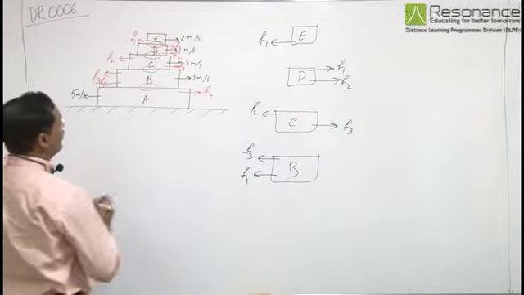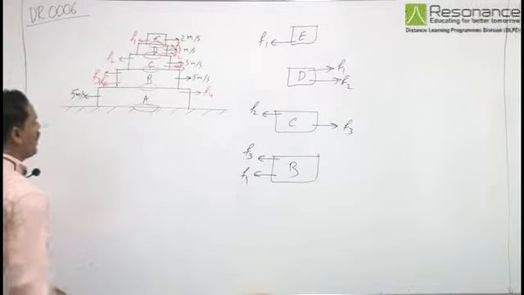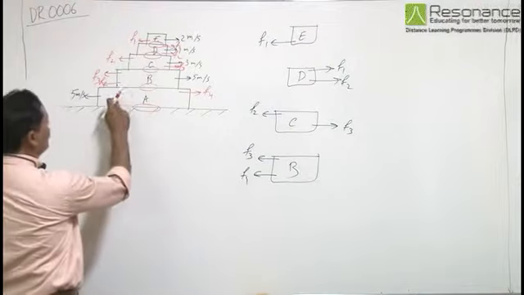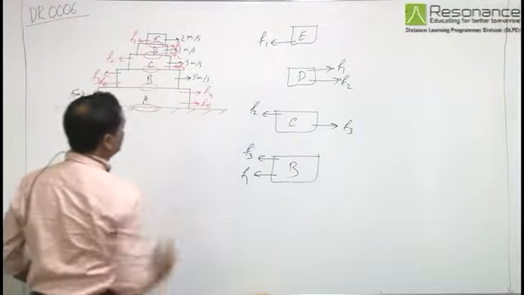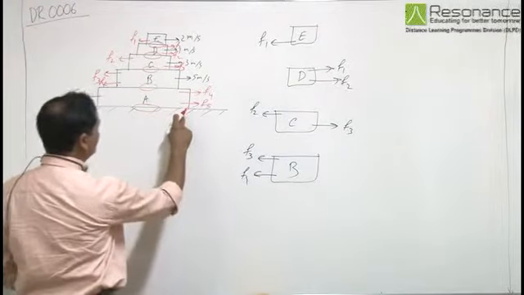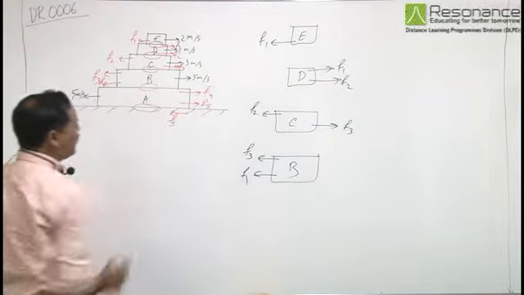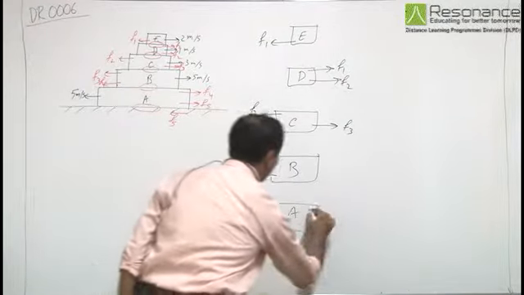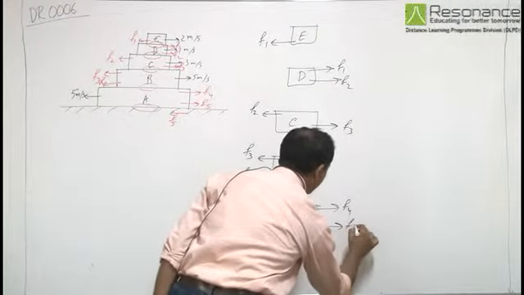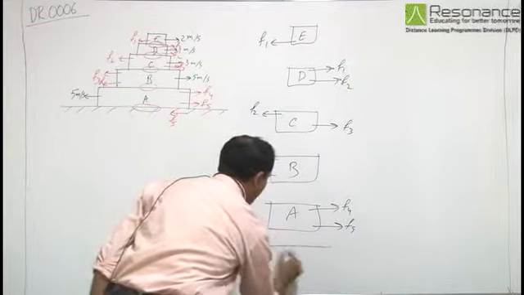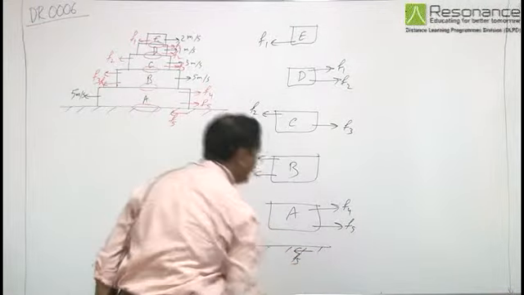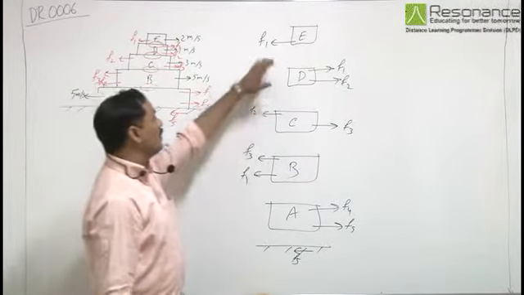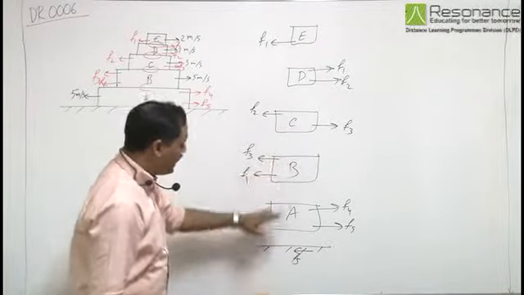Now let us look at the contact surface between ground and block A. As block A is moving leftward with respect to ground, the frictional force on A is rightward, this is F5, and the frictional force on ground is leftward, it is F5. So for block A, both F4 and F5 are rightward, and for ground F5 is leftward. So these are the directions of frictional forces on the blocks E, D, C, B, A and ground.